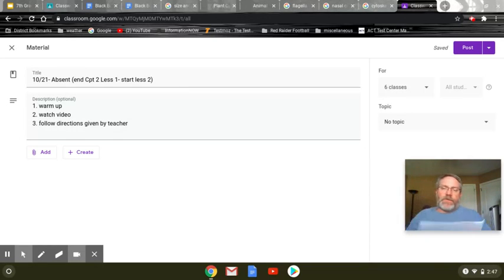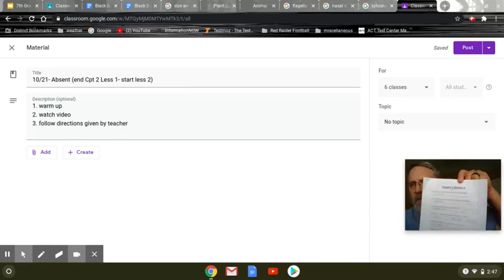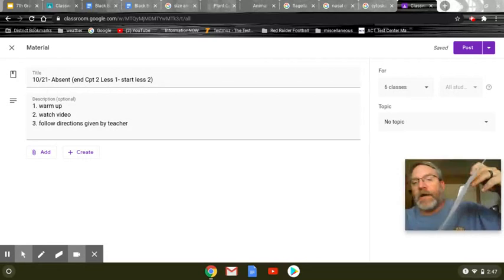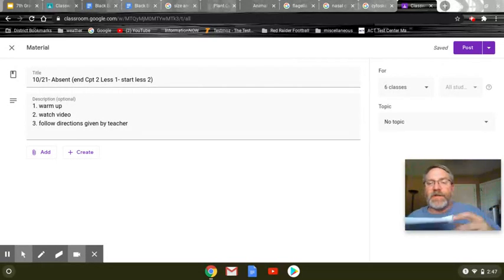Now, of course, yours is on computer, but it looks like this right here. Chapter 2, Section 1. You need to get this thing completed, and you need to get this turned in to me because that will be graded.